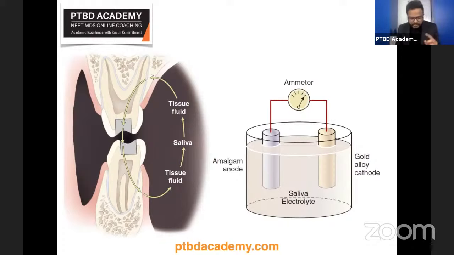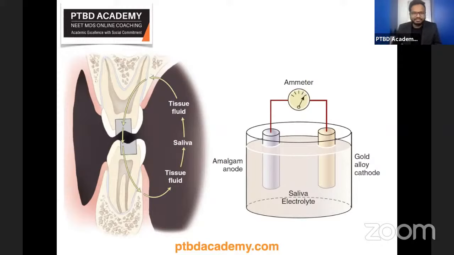So the amount of electricity involved in galvanic shock can range from 0.5 to 1 microamperes. Please make a note of this. And the potential difference is around 500 millivolts. Okay, yeah. So as you rightly answered, saliva acts as an electrolyte in this particular context.